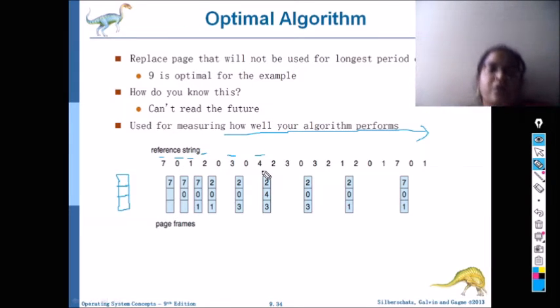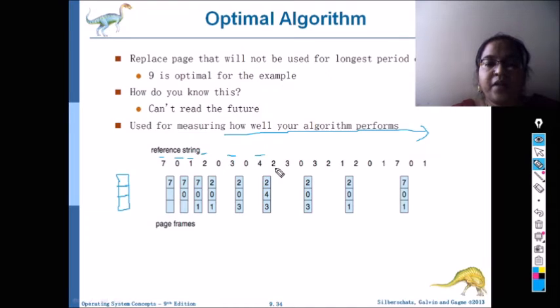Now among 2, 0 and 3, which page will not be used for the longest duration of time? 2 is used, 3 is used, then 0 will be used. Among these three numbers, which is coming last? It's 0, so replace this with 4. So we have 2, 4 and 3.